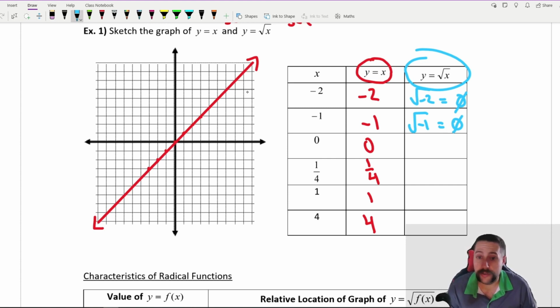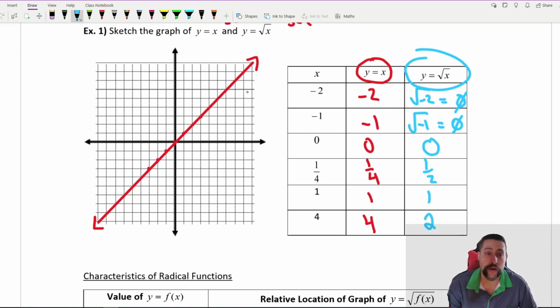The square root of 0 is 0. Now, the square root of 1/4, which is 0.25, actually equals 1/2. It's actually bigger, so that will come into play in a moment. The square root of 1 is 1, and obviously you know the square root of 4 is 2.